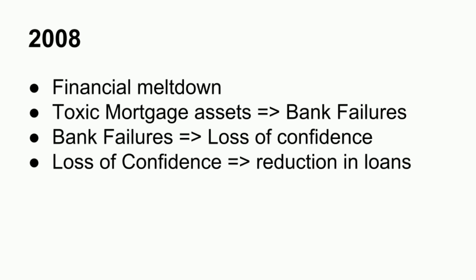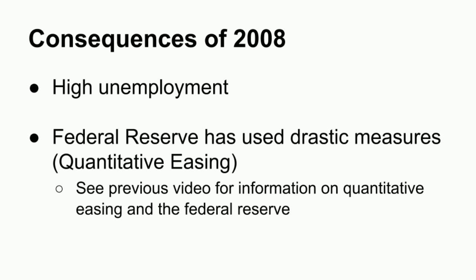Another case of bad deflation occurred just a few years ago, following the financial meltdown of 2008. As toxic mortgage assets led bank after bank to fail, a general loss of confidence in our investment system led to widespread reductions in loans. Though the period of deflation and recession was short, it had a brutal effect on employment, and has forced the Federal Reserve to continue employing drastic measures to prevent the catastrophe from growing.